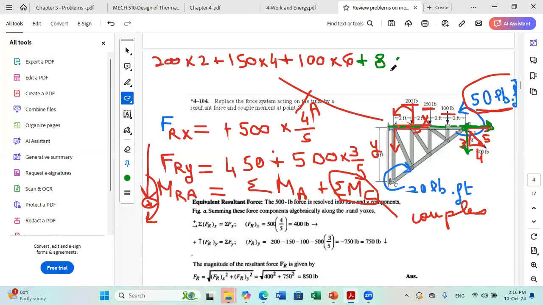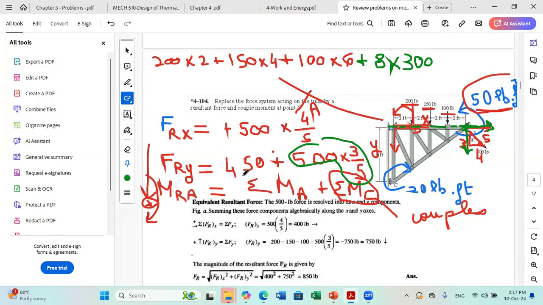times the force, the vertical force. The vertical force, we have already calculated it before. It's 500 times 3 over 5, so it's equal to 300. So it's 8 times 300. Now, please don't forget to add the couples.